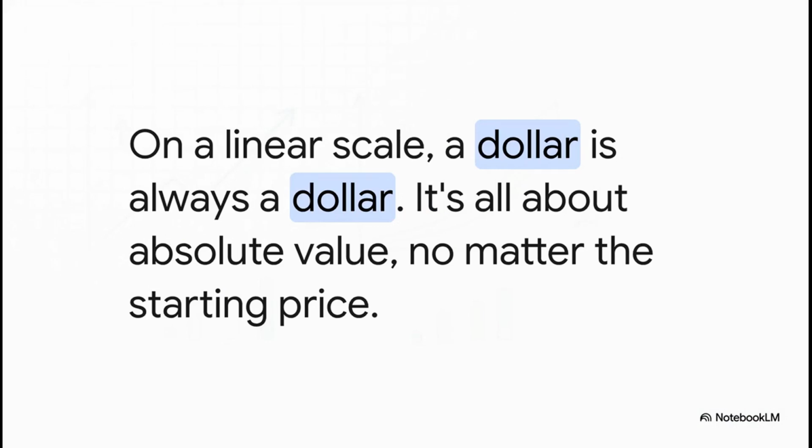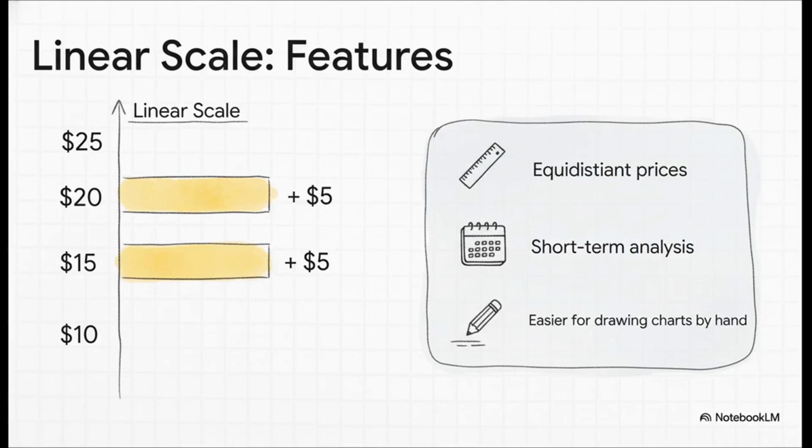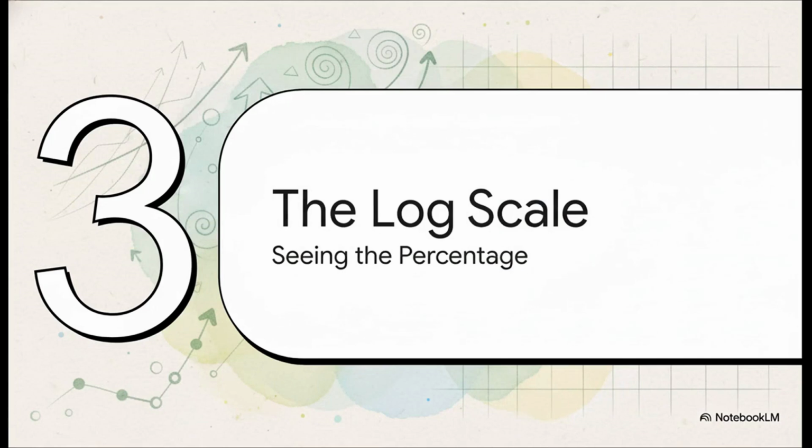It doesn't matter if the stock price is $10 or $1,000, a $1 move is always going to take up the same amount of space on the chart. It's all about those absolute dollars. It's that simple. So let's just break that down. The y-axis has these perfectly evenly spaced price points. A $5 jump from $10 up to $15 takes up the exact same vertical space as a $5 jump from $20 to $25. This makes it really good for one thing, seeing absolute dollar changes, especially if you're looking at shorter time frames.